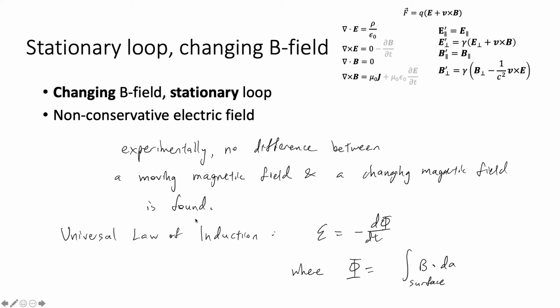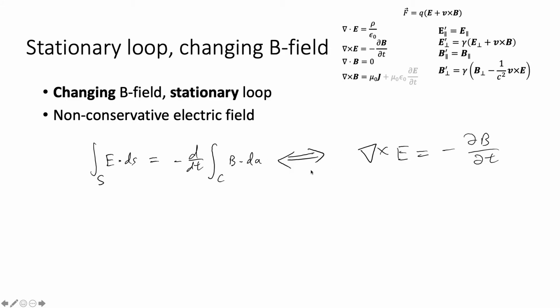So this allows us to define the universal law of induction, which is basically the EMF is equal to the change in magnetic flux. With that, we can use Stokes' theorem to rewrite it as curl of E equals minus dB over dt. So this is now the non-conservative electric field when there is a changing magnetic field. This is very unintuitive.